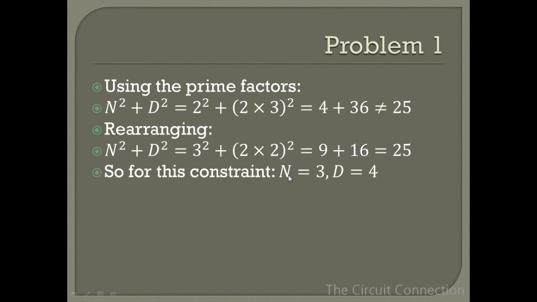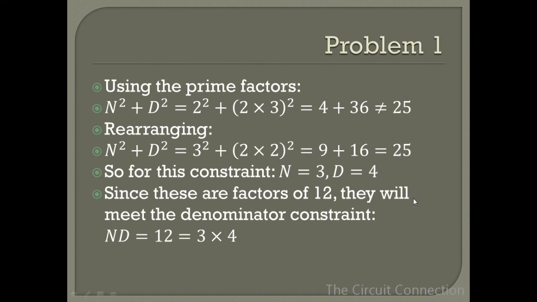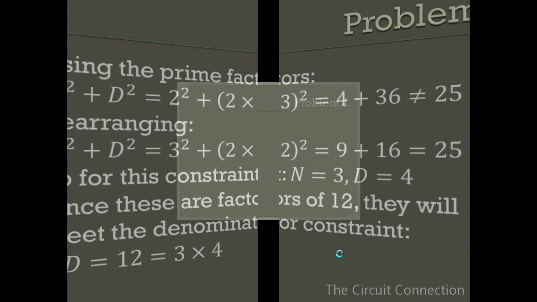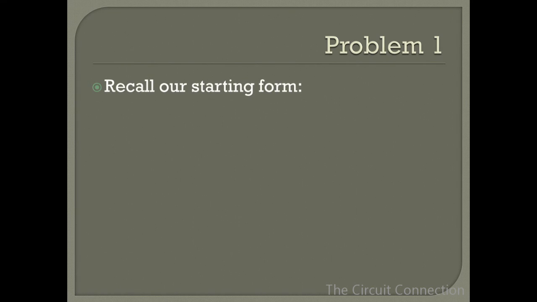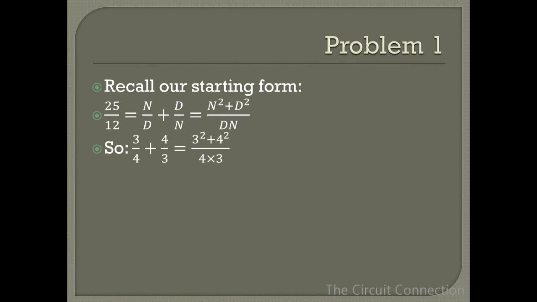So that reveals to us that n is equal to 3 and d is equal to 4. Since these are factors of 12, they will meet the denominator constraint. So n times d equal 12 is just simply 3 times 4. Recall from our starting point that 25 over 12 equals n over d plus d over n, which equals n squared plus d squared over dn.